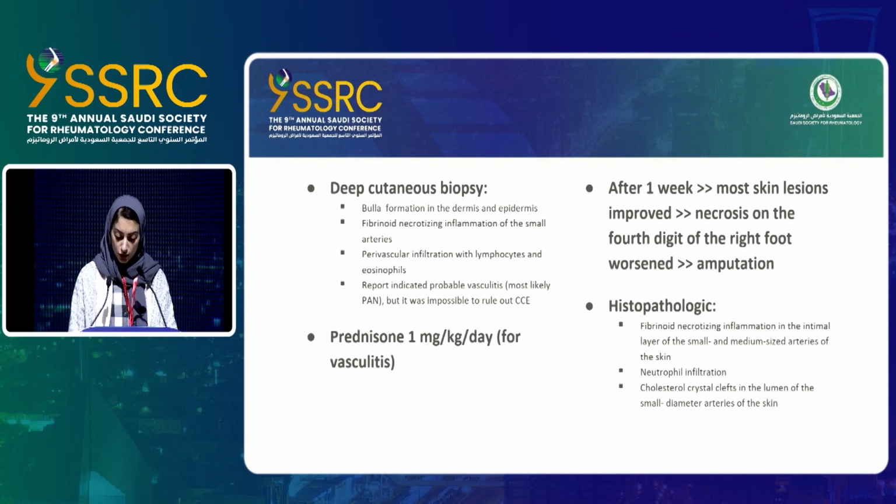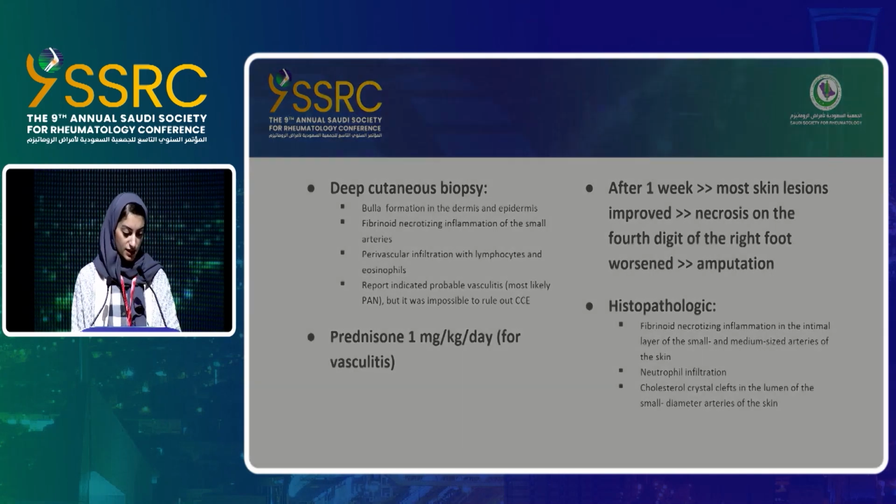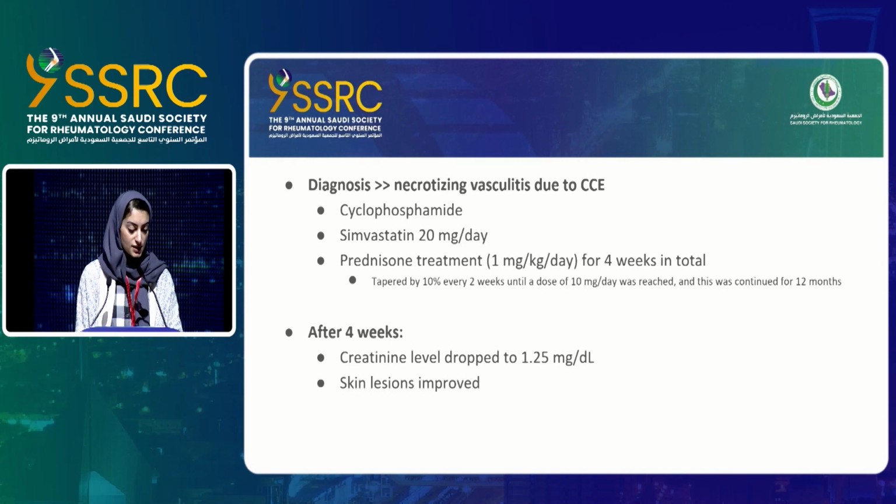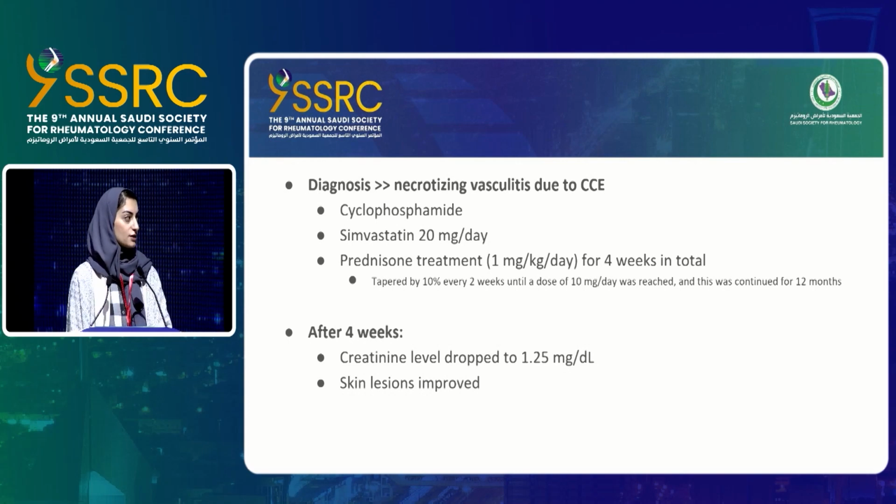In histopathology, it was the same as the deep cutaneous biopsy, but in addition, there were cholesterol crystal clefts in the lumen of the small diameter arteries of the skin. So the patient's diagnosis was necrotizing vasculitis due to cholesterol embolization. The patient was eventually started on cyclophosphamide, simvastatin, and prednisolone 1 milligram per kg per day for 4 weeks with a tapering plan. After 4 weeks, the creatinine returned to baseline and the skin lesions improved.